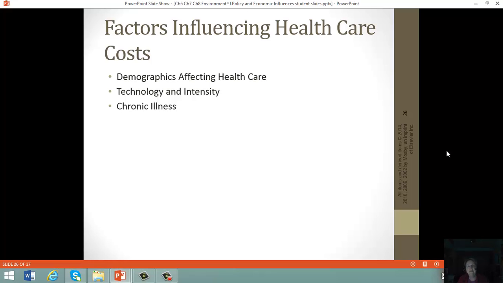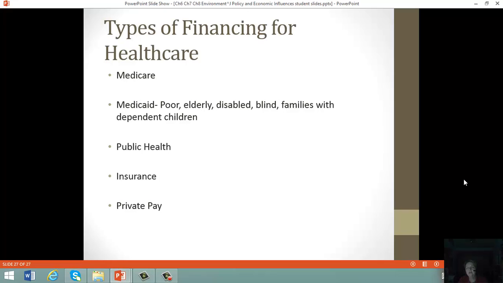And factors influencing healthcare costs are the demographics. We've talked about those a lot, those demographics, the people getting older and with more chronic diseases. Technology and intensity: since the 1950s and 60s, our technology has grown astronomically, and we provide life-sustaining treatments for persons, even if it doesn't necessarily provide quality. So what direction do we want to go towards that as a society? And then of course the influence of chronic illness.